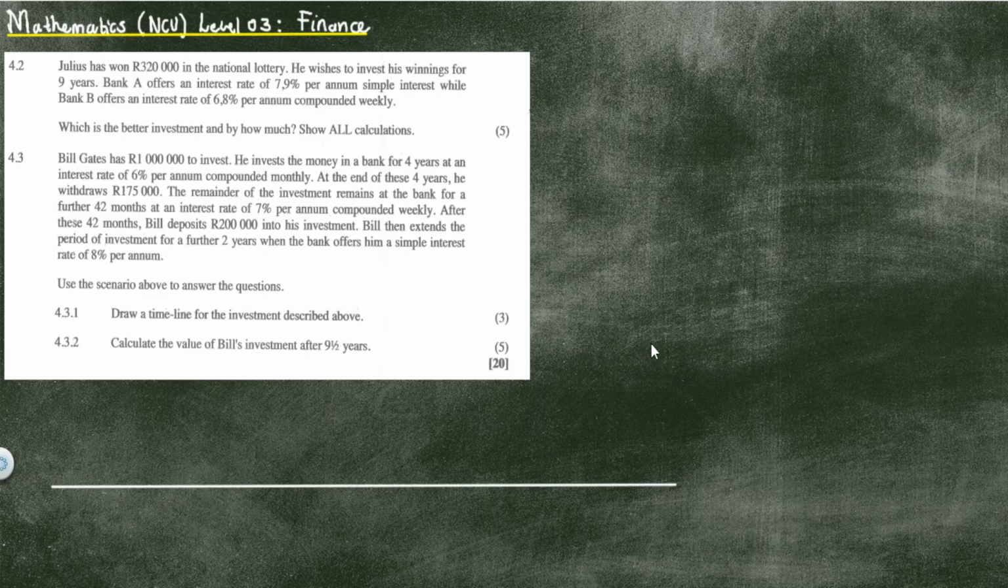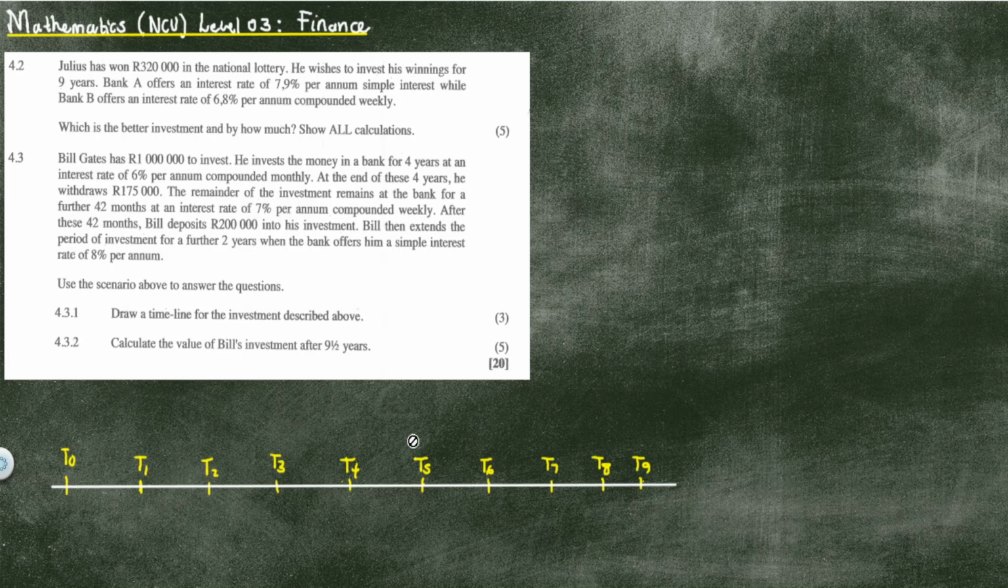I'm investing a further 200,000 rand, but I want to extend the investment period to a further 2 years. So Bill then does that for a further 2 years when the bank offers him a simple interest rate of 8% per annum. Let's draw. Okay, so here's the timeline. When you draw your timeline, you always start with a T0. So it's T 0, 1, 2, 3, 4, 5, 6, 7, 8, 9.